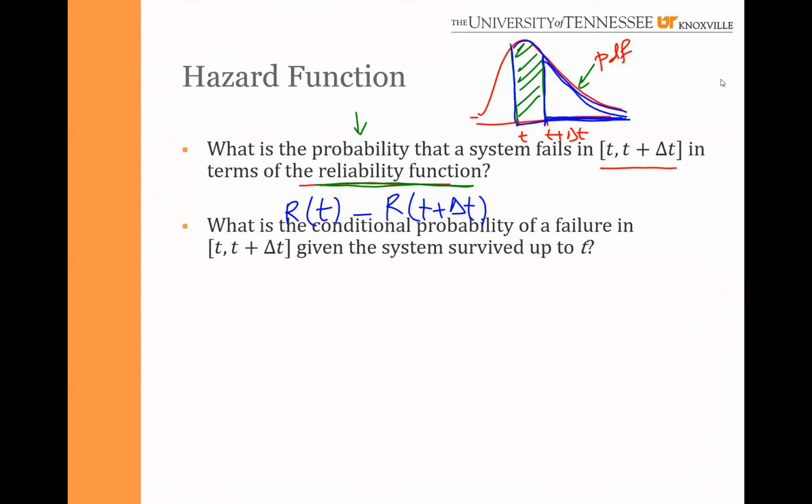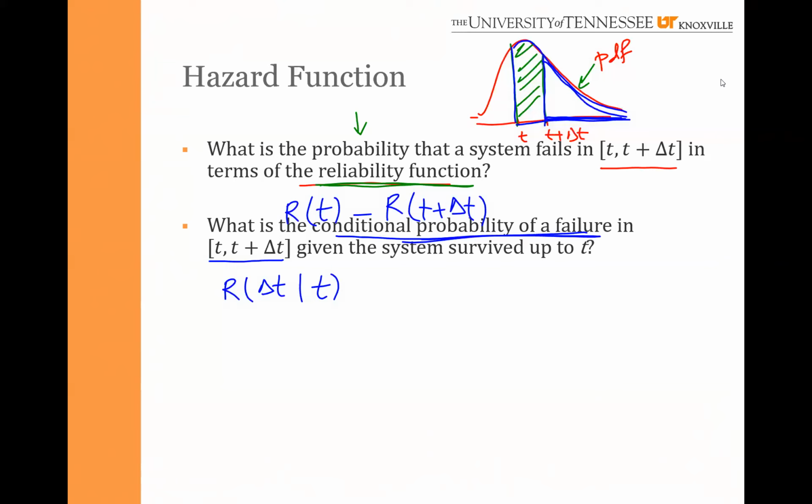Then I'm interested in the conditional probability of failure in t plus delta t, given that the system has survived up to t. So let's ask this first differently. If I was asking, what is the probability that it will be reliable after t plus delta t, given that it has survived up to t, then this would be just conditional reliability, right? That would be reliability of delta t given t, if I was asking for the conditional reliability instead of conditional probability of failure.